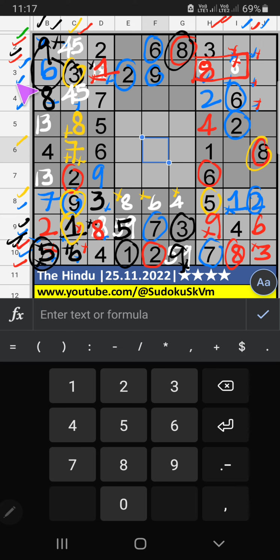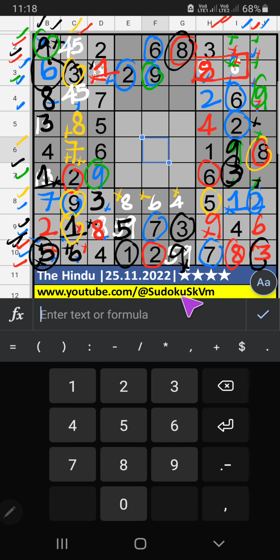Second row and third row, we have 9. So 9 can't come in these cells. The 9 is confirmed here. 7th row, column J, we have 9. So 9 can't come in these cells. The 9 is confirmed here. Column J, we have 3. So 3 can't come in these cells. Then 3 is confirmed here. 7th row, we have 3. So 3 can't come in the cell. 3 is confirmed here. Then 1 is here.